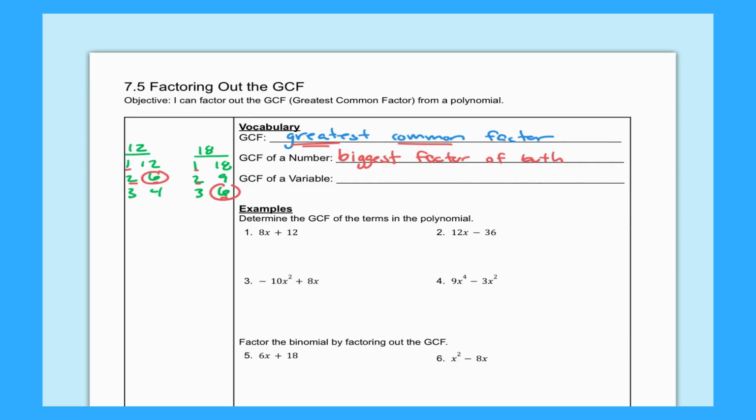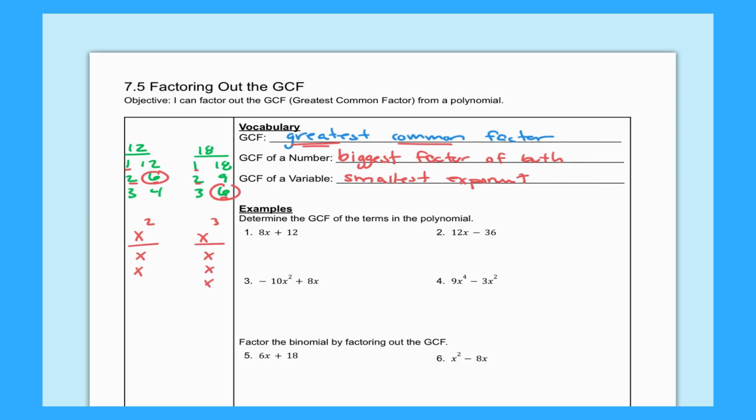And then we're also going to be looking at finding the GCF of a variable, especially like we look down here at number 3 and 4. And that works a little bit different. It's actually going to be the smallest exponent. So if I have x to the second and I have x to the third, x to the second would have 2 x's. X to the third means I have 3 x's.